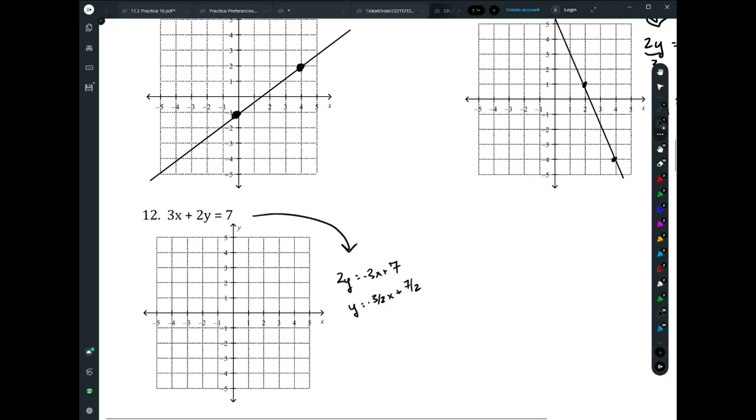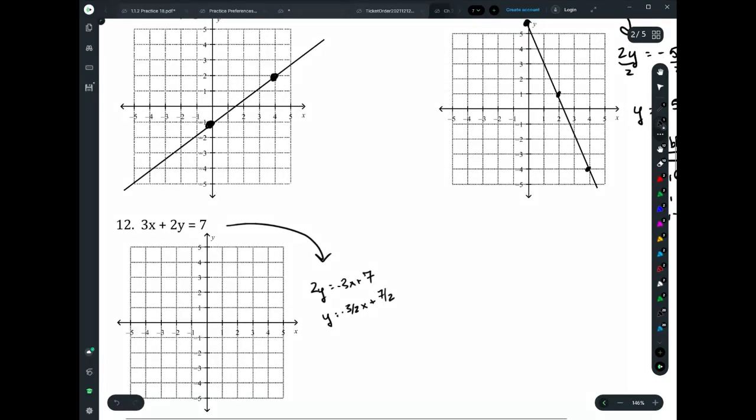Type in negative 3 halves x. Oops. Too many x's in there. Plus 7 halves. And that's just how you can type it in. If you go to the table, second graph, it's going to tell you some more points.